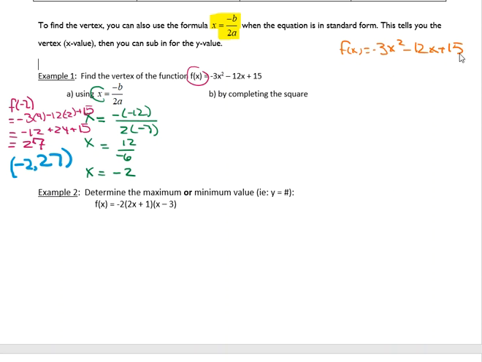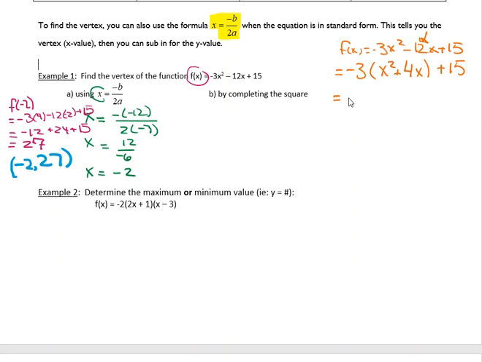To complete the square, the first step is to bring out that a value, negative 3. So x squared is now isolated, but I also have to divide the negative 12 by negative 3. That's going to now be a plus 4x, and that's that. It's kind of like I'm doing some partial factoring. I just took the negative 3 out of the first two terms.